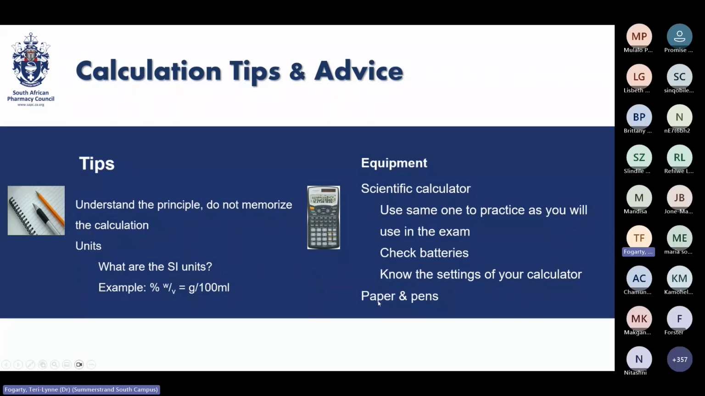We've said it's an online exam, but it's always important to have a paper and pen next to you in case you want to make notes or do the calculation. Remember, on the exam platform, you're only going to click on the correct answer. But to work out the calculation, you're going to need paper and pen with you.